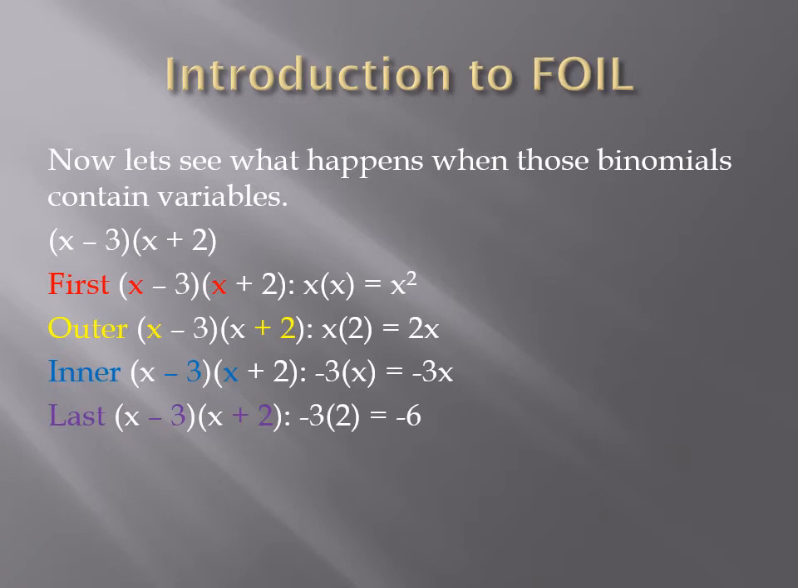And our last terms are negative 3 and a positive 2. Negative 3 times 2 is a negative 6. Adding them all together, we get x squared plus 2x minus 3x minus 6. Here, as you can see, we have two terms that are the same, the 2x and the negative 3x term. 2 minus 3 is a negative 1, so we get a result of x squared minus x minus 6 for our final result.